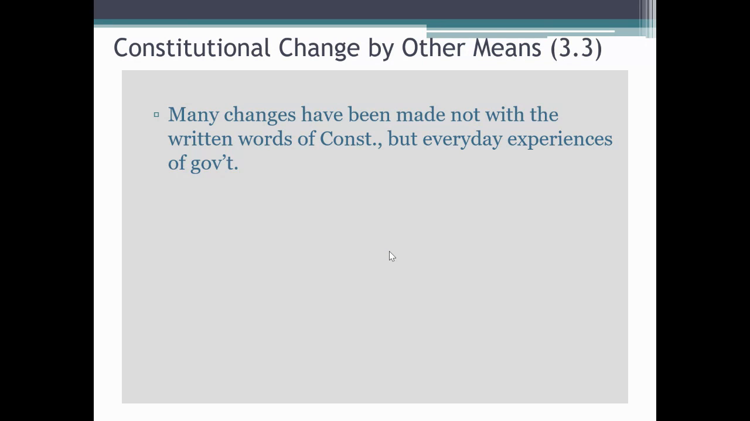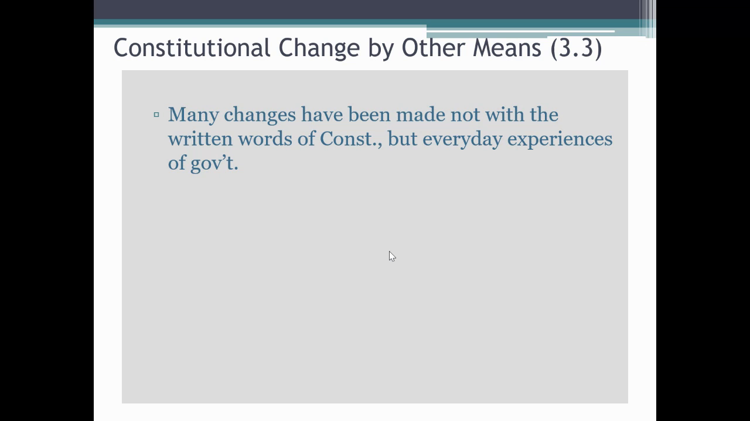Okay, so that was the formal amendment, changing it through that process of proposing by 2/3 in each house and then ratification by 3/4 of the states. So now we're going to look at constitutional change by other means. And in your book, it's in chapter 3, section 3. And it's kind of like, well, what the heck does that mean? It doesn't really say too much about it.